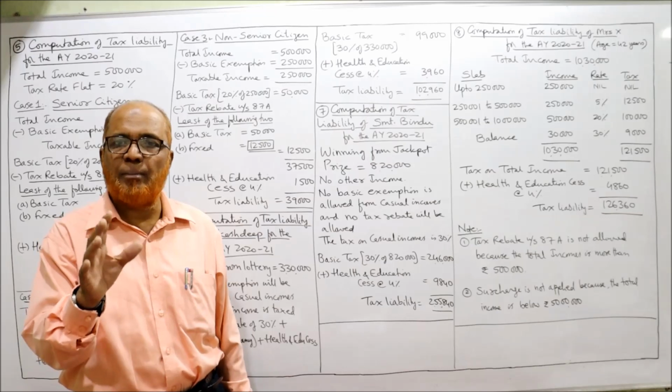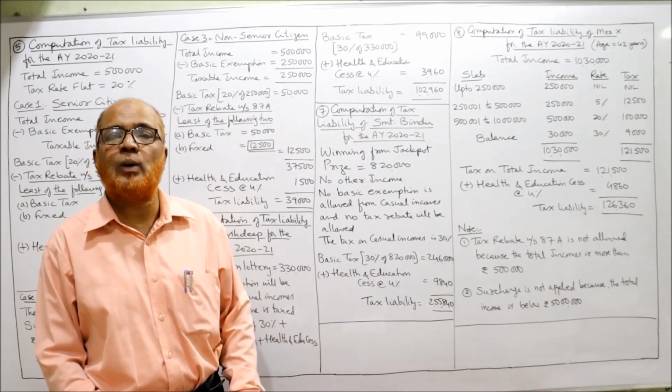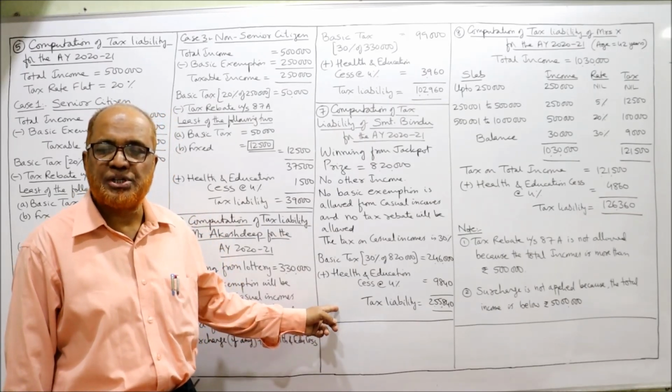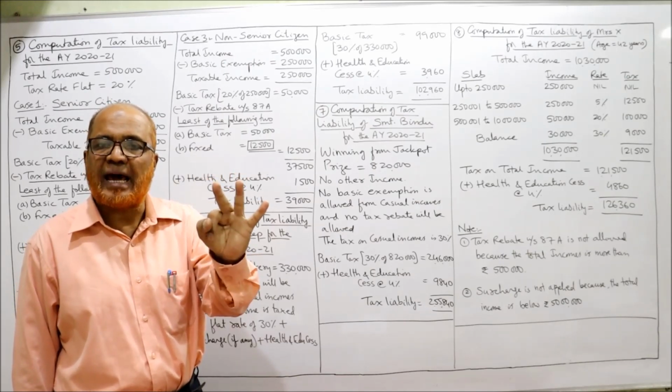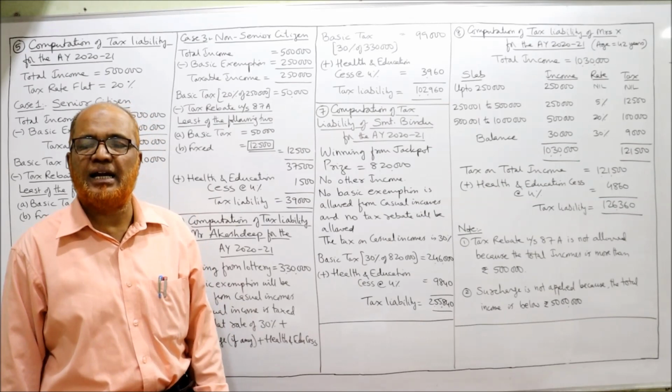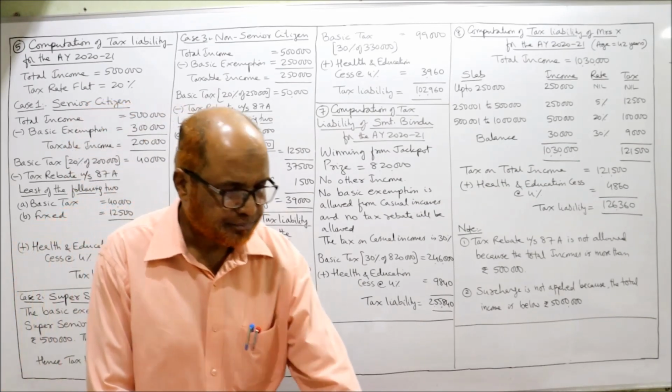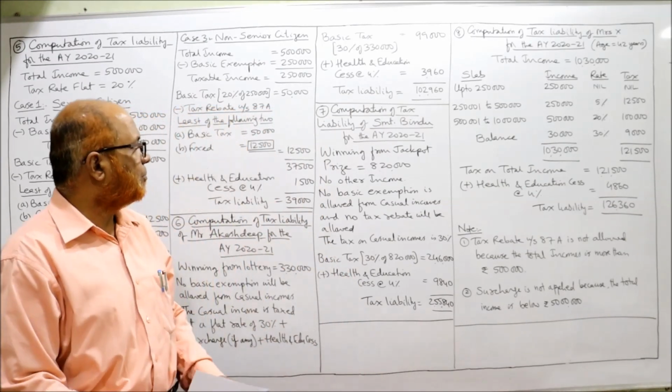So in this problem we come across casual income for the first time. Remember the provisions: 30% tax rate, no basic exemption, no tax rebate under section 87A. That's all. Next problem. Problem number 7.